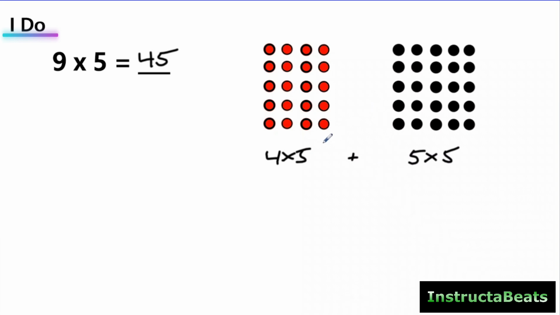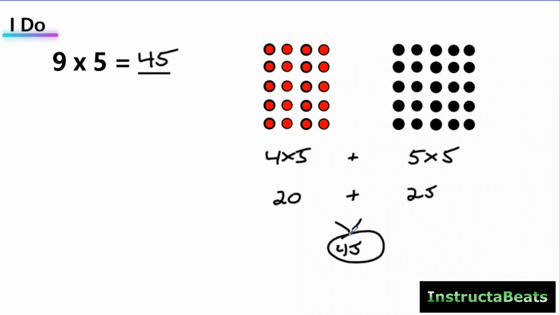So we have our 4 groups of 5, and when we count those up, 4 times 5 is 20. Okay, you can count them one by one if you like, but knowing your basic facts makes this quicker. 5 times 5 is 25, and so when we bring them back together, because again, remember, we're not changing the total. Distributive property just lets me split my groups to make it a little bit easier. I have 45.